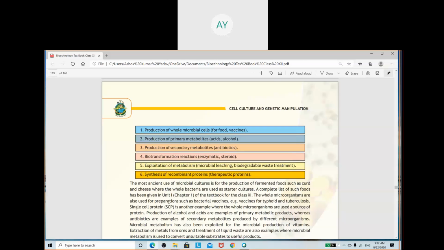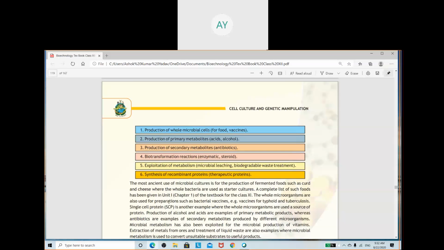Next is the production of primary metabolites. You know, primary metabolites and secondary metabolites. Primary metabolites are alcohol production, acid production, then vitamins. These are produced through the exponential growth phase. You know the exponential growth phase, the different stages of bacterial growth: the lag stage, log phase stage, stationary phase stage.